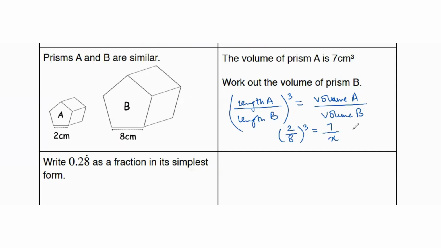So 2 over 8, we can simplify. If you simplify this, 1 over 4. So that's 1 over 64 equals 7 over x. So x is going to be 7 times 64, which equals 448 centimeter cube. That is your answer.